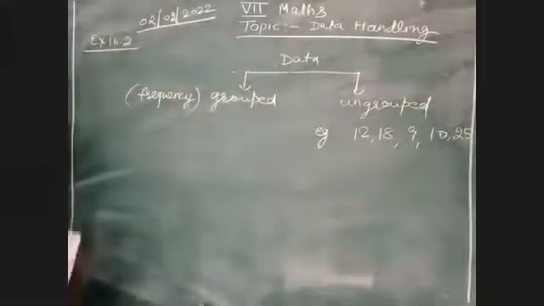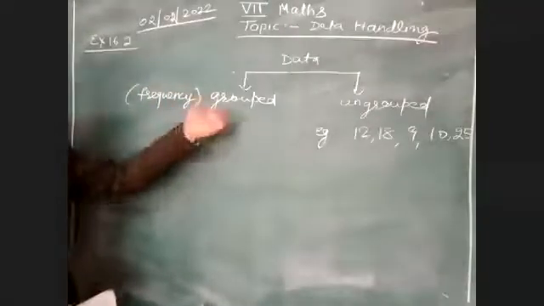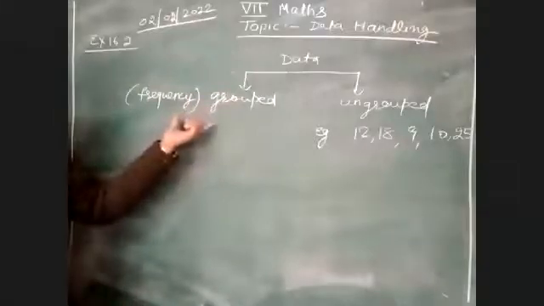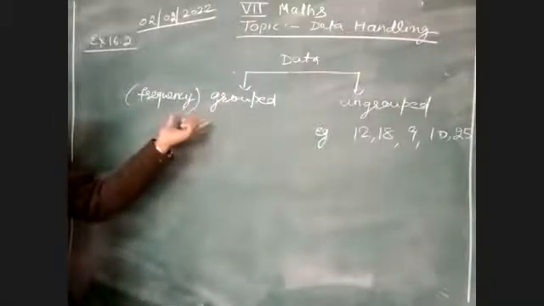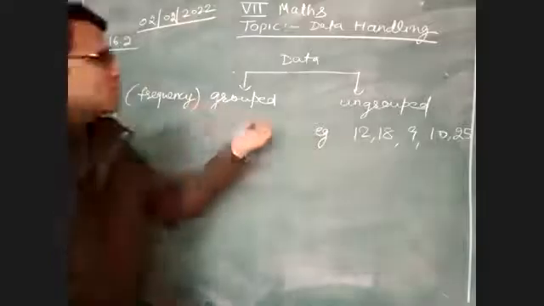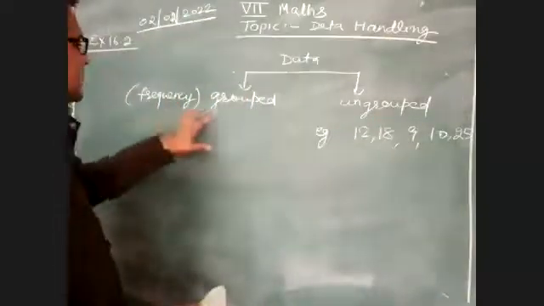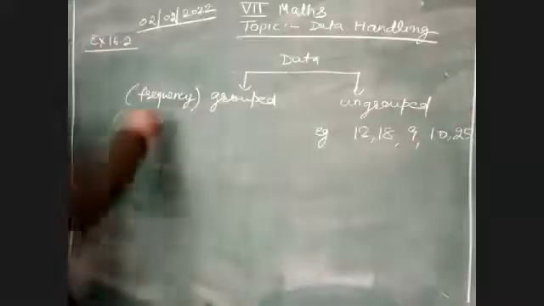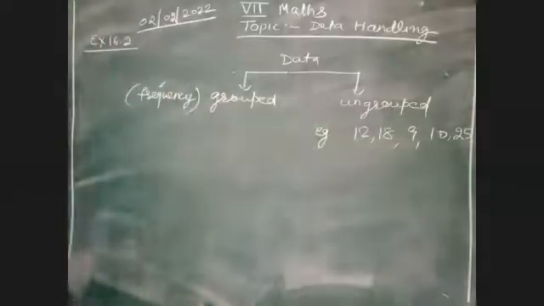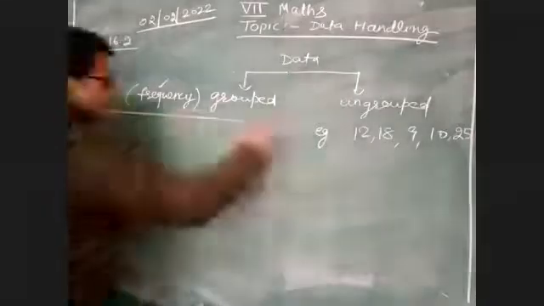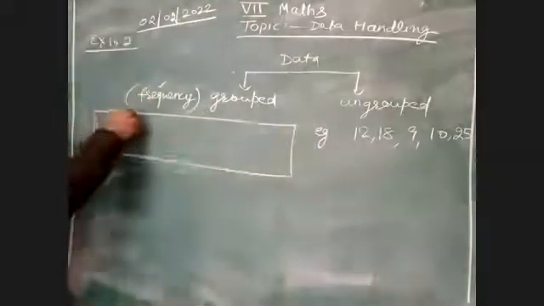If you want to calculate any information related to your data, and check whether it is grouped data or ungrouped data, the simplest method to check that it is grouped data is that there should be a frequency. You may find a table like this.